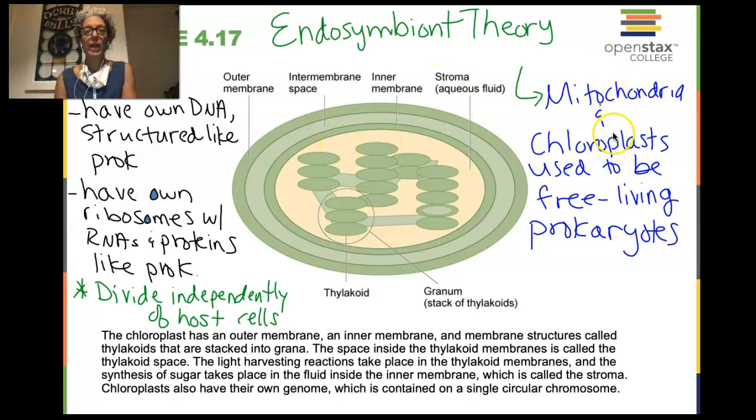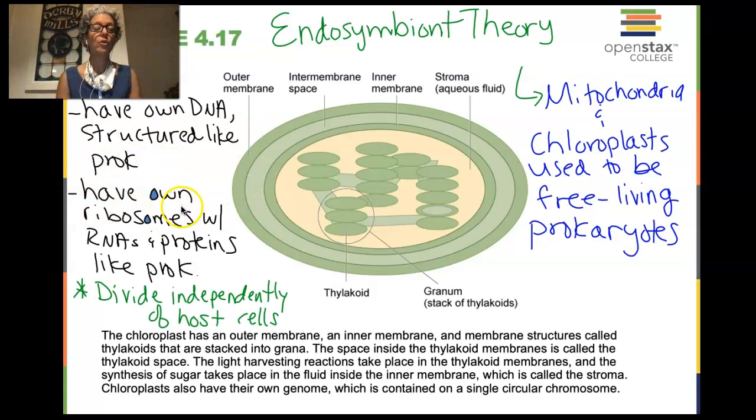So the mitochondria and chloroplasts are part of our endosymbiont theory. The concept that those two organelles used to be free-living prokaryotes. They are now no longer free-living, but they are integral parts of eukaryotic cells. We think they used to be free-living. We have ample evidence that they used to be free-living because they have their own DNA. And it is structured like prokaryotic DNA. It is a single circular chromosome.